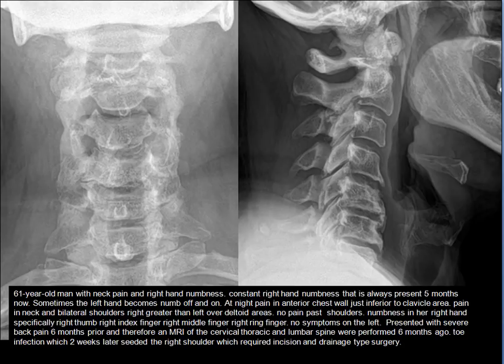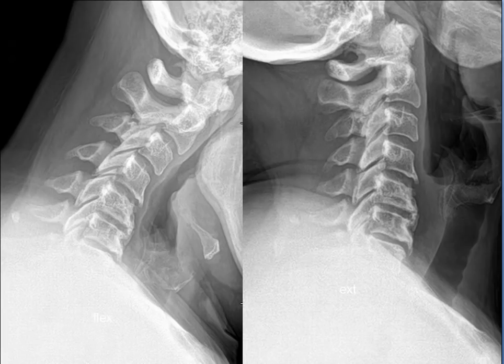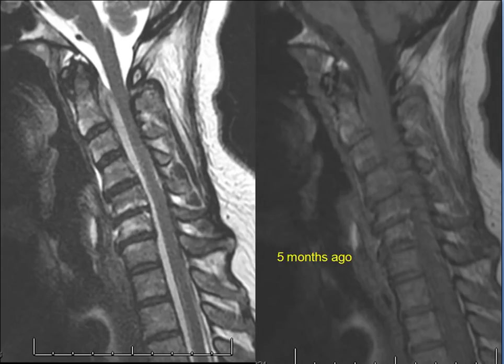And the story is 6 months ago, he presented to the emergency room with terrible back pain. They got an MRI of the cervical, thoracic, lumbar spine, and it was negative. He got an infected toe, which also seeded the shoulder, both of which needed surgery. So he was septic. MRI was normal. So here are the x-rays, which, just to be quick, on presentation in my office, show some degenerative disc disease from C5 to C7. No instability, obliques don't look too bad.